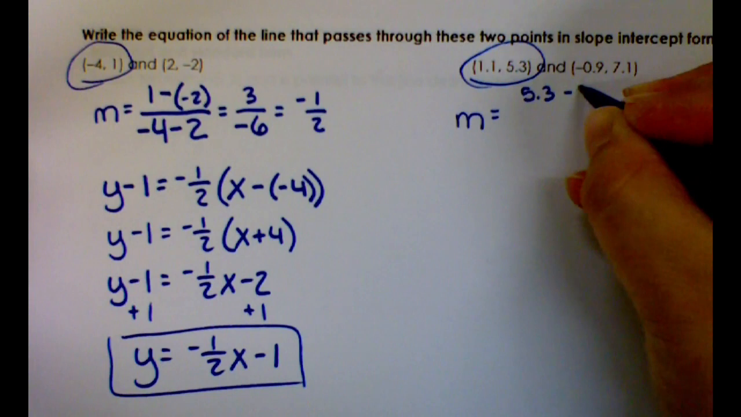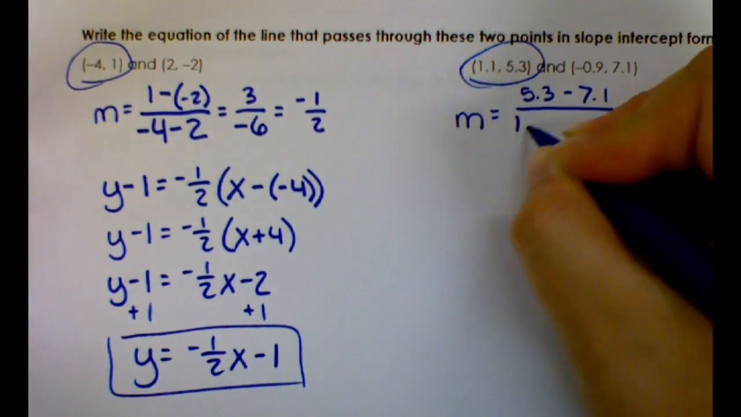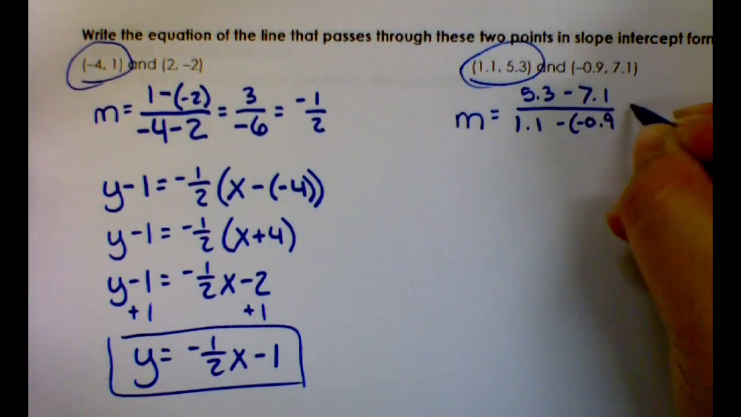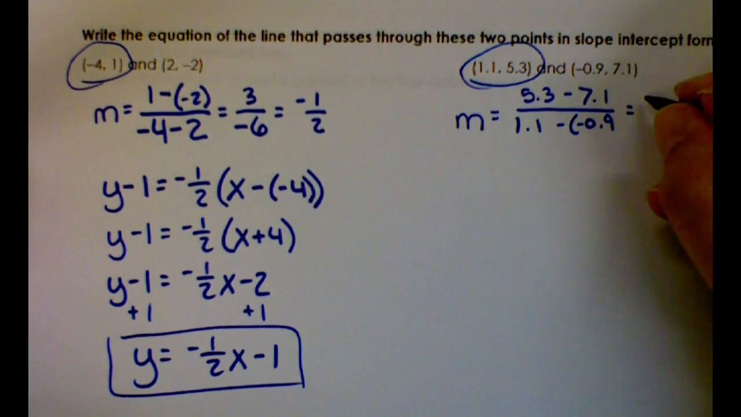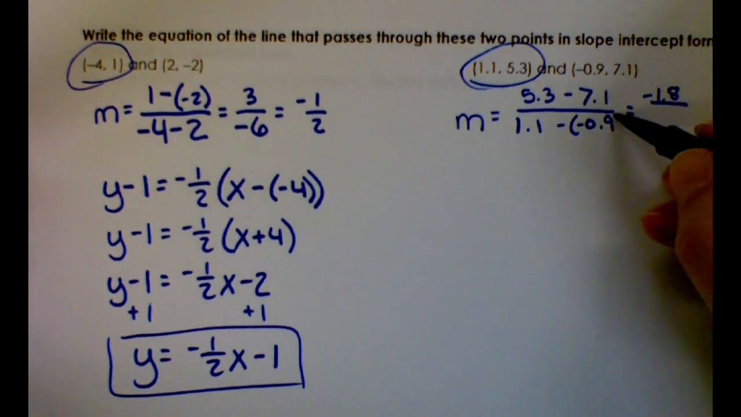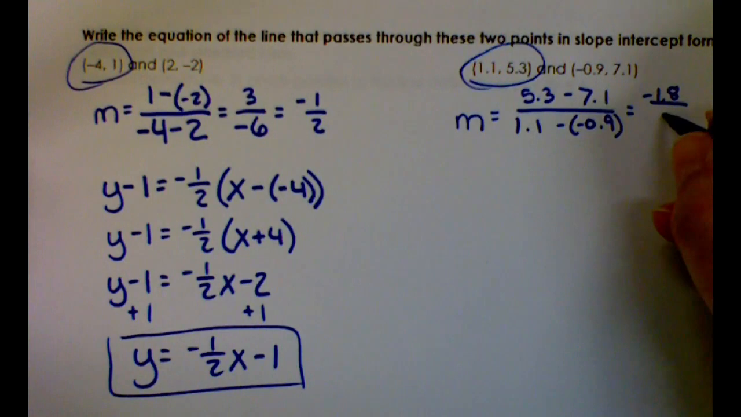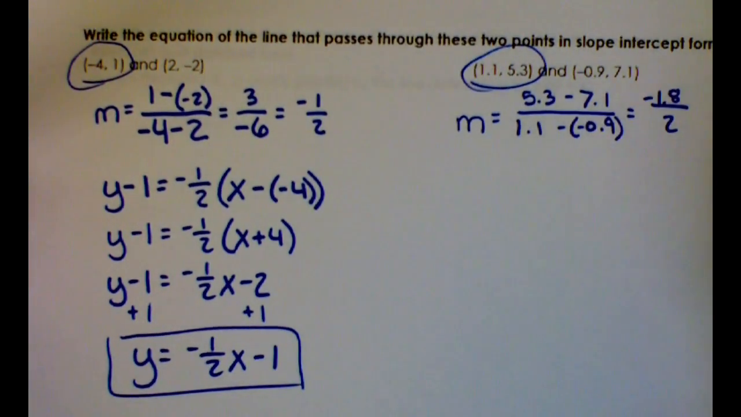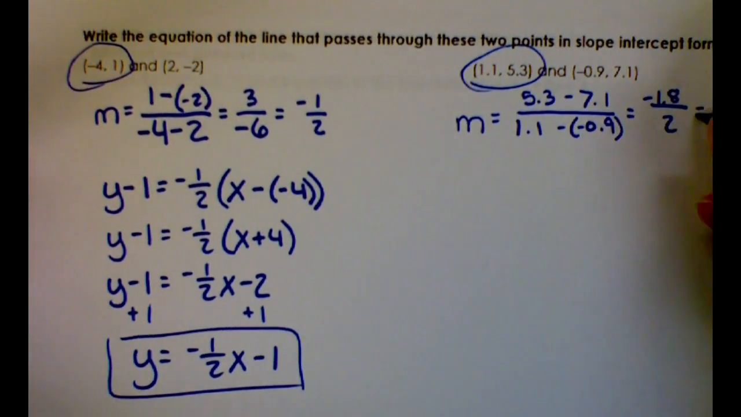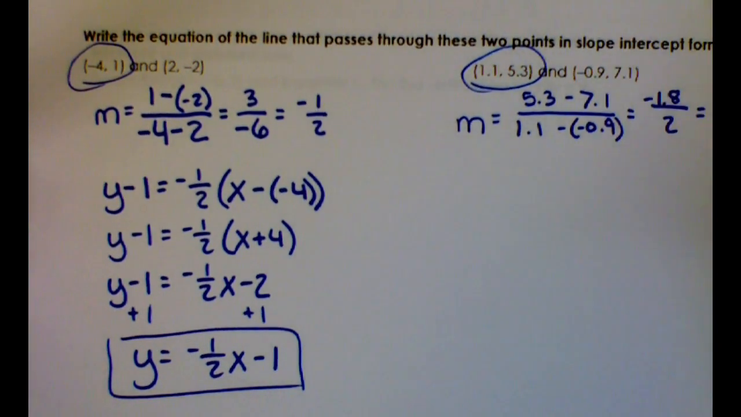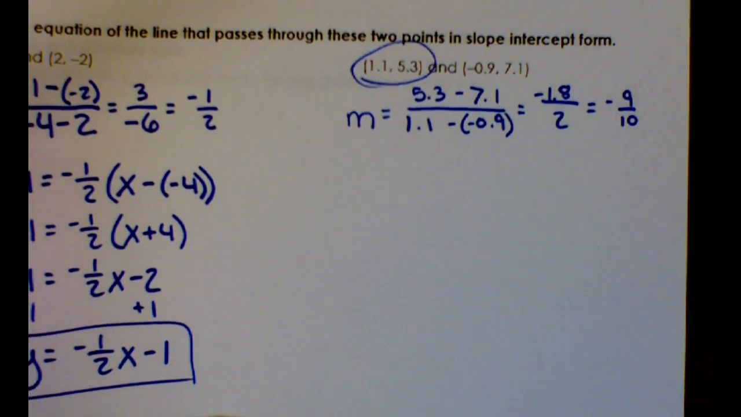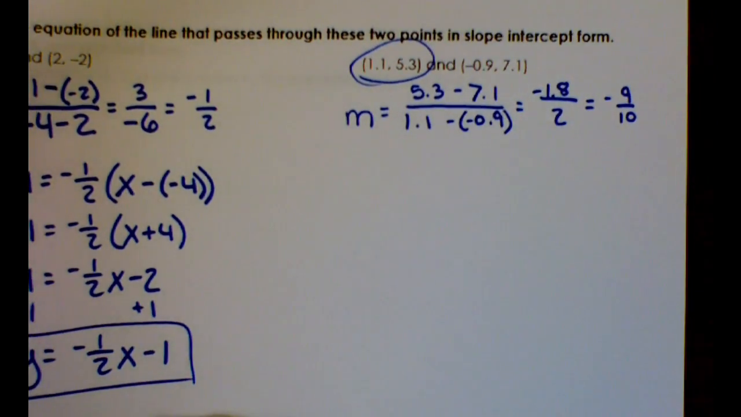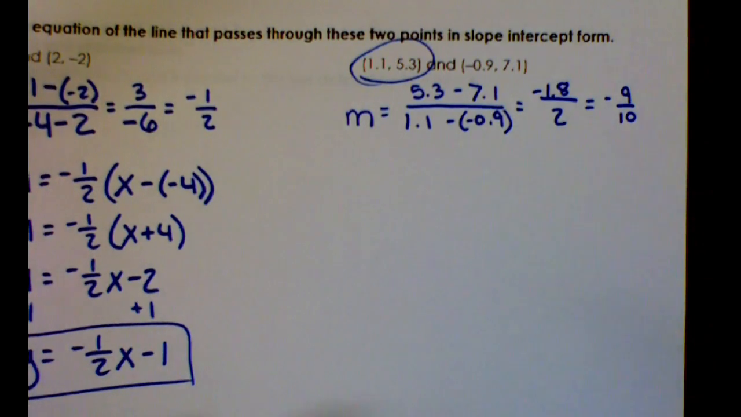Find my slope. 5.3 minus 7.1 over 1.1 minus negative 0.9. My brain doesn't want to do that in my head right now. 5.3 minus 7.1 is negative 1.8. And 1.1 minus negative 0.9 is 2. Which means we get negative 0.9, which is negative 9 over 10 when I simplify it. Oops. Here we go. Confirm that with my calculator. 1.8 divided by 2 is indeed 0.9, which is 9/10.